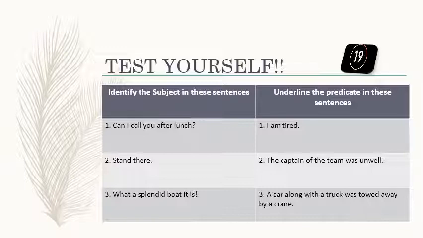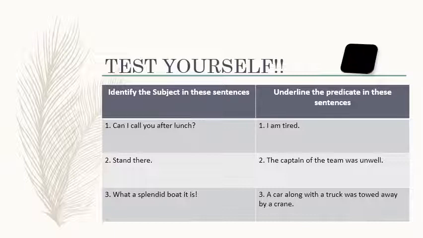Yes, do it fast. Hurry up, all of you. Very good. Go on, very good. Wonderful, go on. Very good, very good. 5, 4, 3, 2, 1. Pencil down.